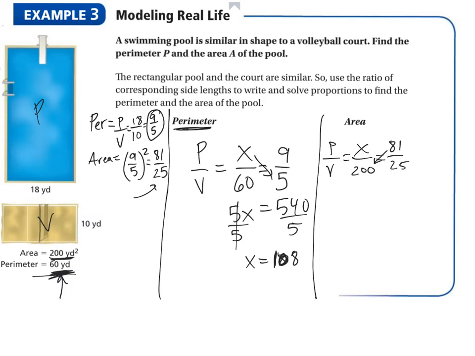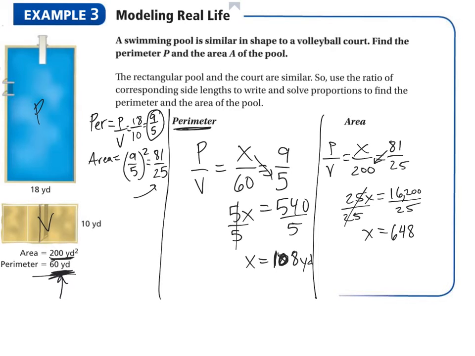81 times 200 is 16,200. Sorry, I misspoke again. And 25 times x is 25x. Divide both sides by 25 so I can get x by itself. And I'm doing this on my calculator, x is equal to 648. And let's make sure.